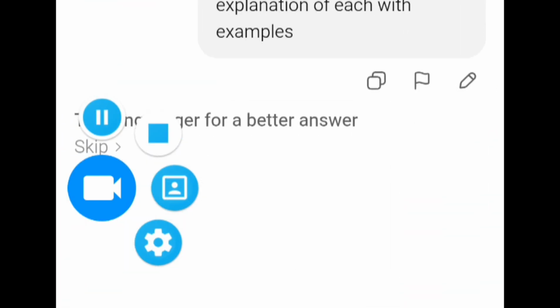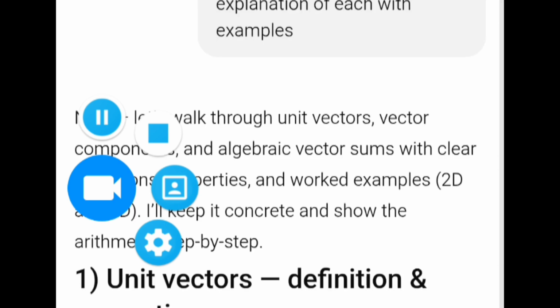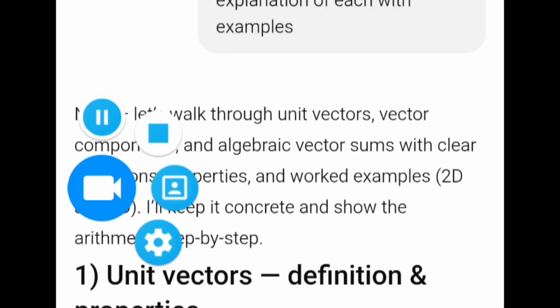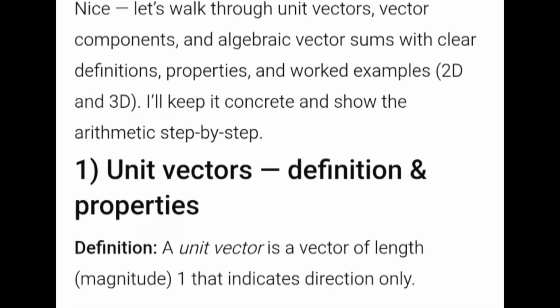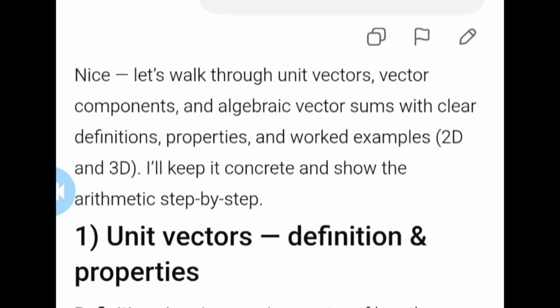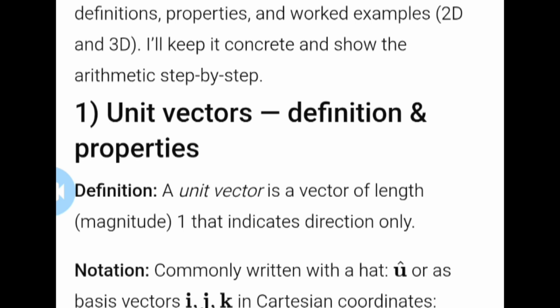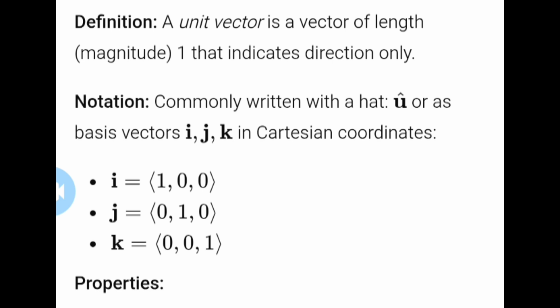So as previously mentioned, I have asked ChatGPT to provide explanations. Since I have undertaken these courses myself previously, if ChatGPT ends up making mistakes, I will be able to catch it. And when that becomes the issue, I will of course mention it and pause the screen based on the situation. So ChatGPT has provided unit vectors, definition and properties.